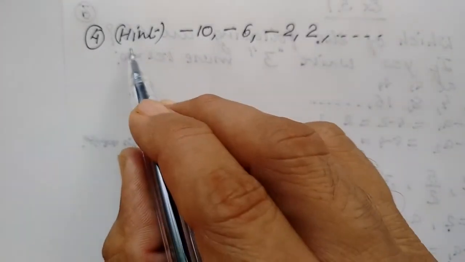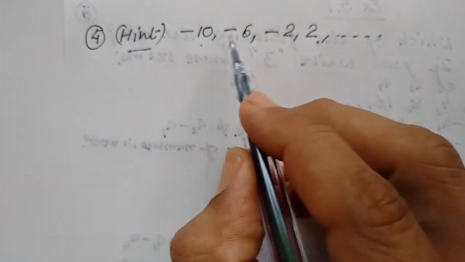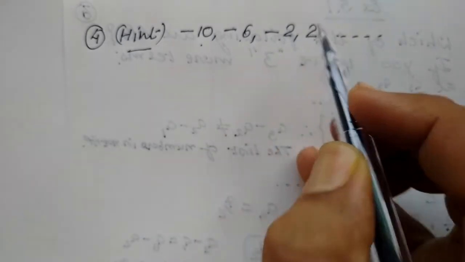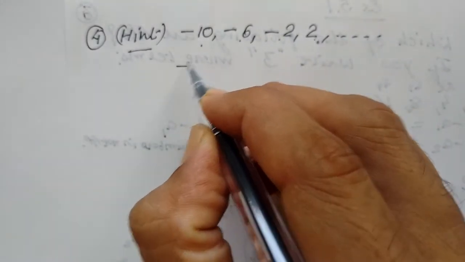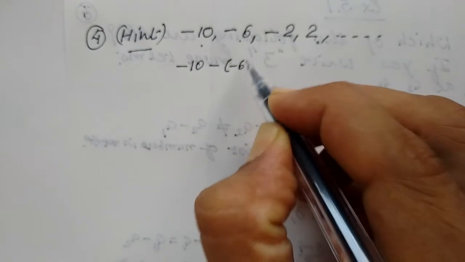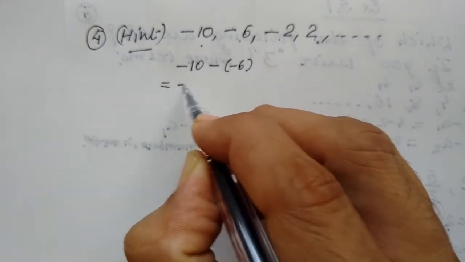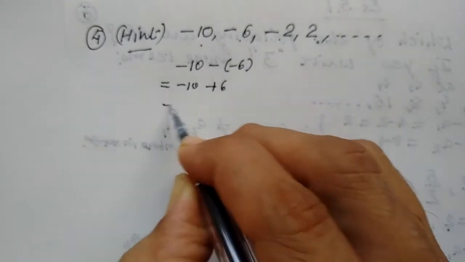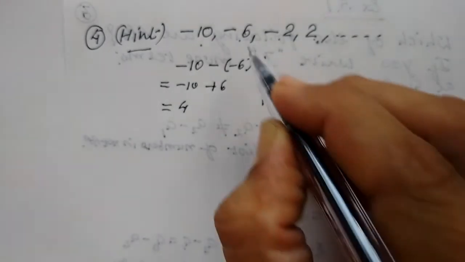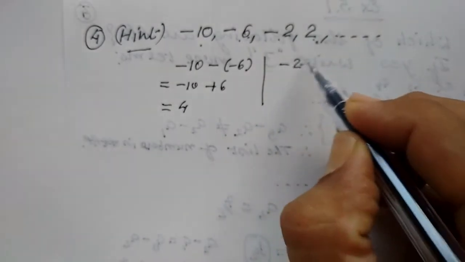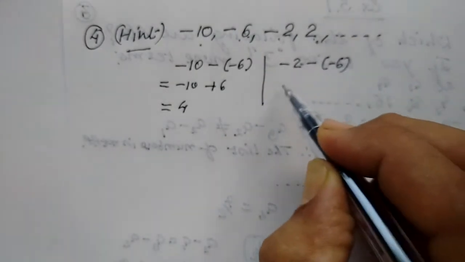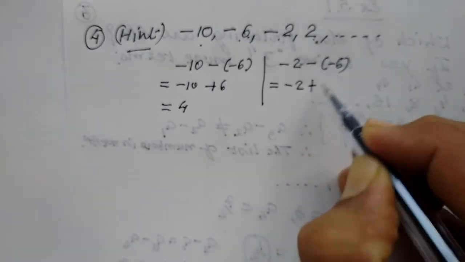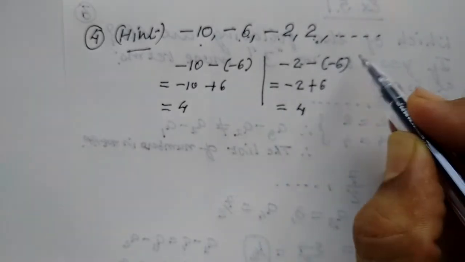Now children, fourth sum, hint I am giving you. Minus 10, minus 6, minus 2, 2. So first you find out minus 10 minus 6. What are you getting? Minus 10 plus 6, plus 4 you are getting. Then do this way. Minus 2 minus sign minus 6, so minus 2 plus 6. You are getting plus 4.